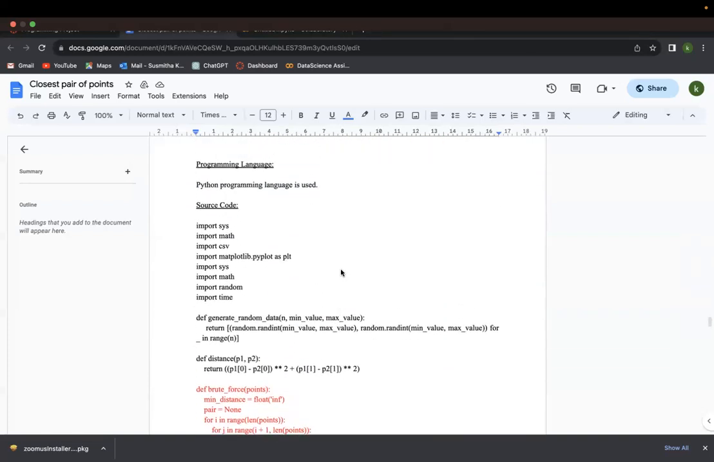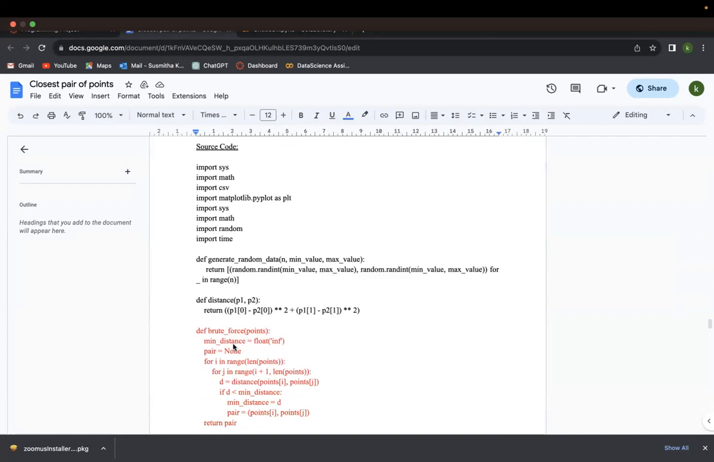And here is the code. I have taken a function to generate random inputs. For the distance, we are using the formula: square root of (x2 minus x1) whole square plus (y2 minus y1) whole square. In the brute force algorithm, we have taken the minimum distance.